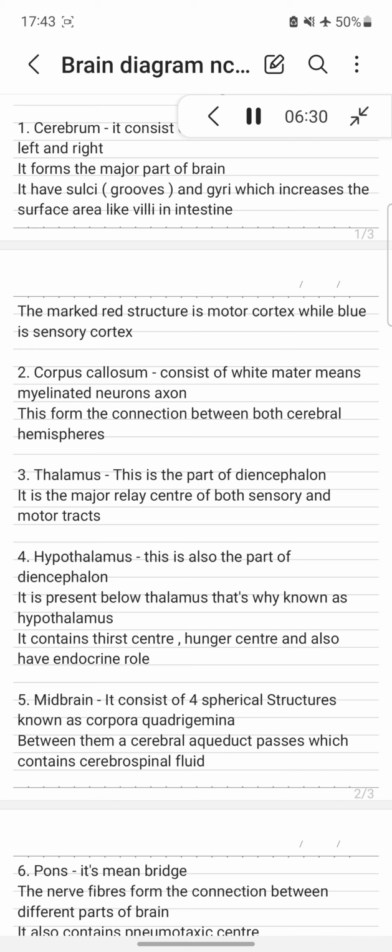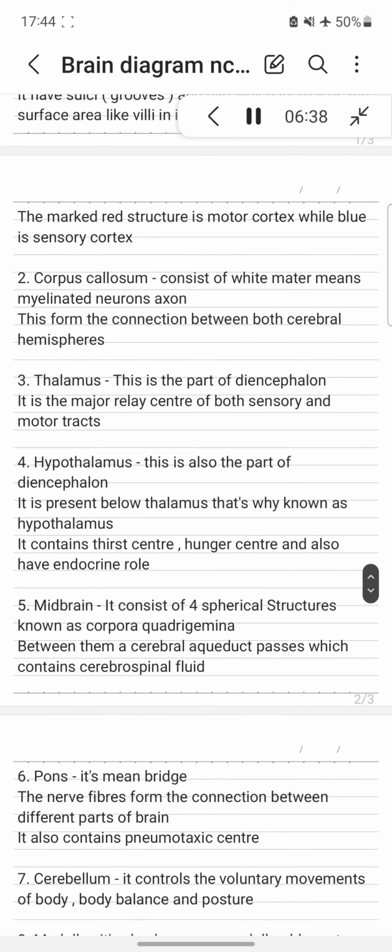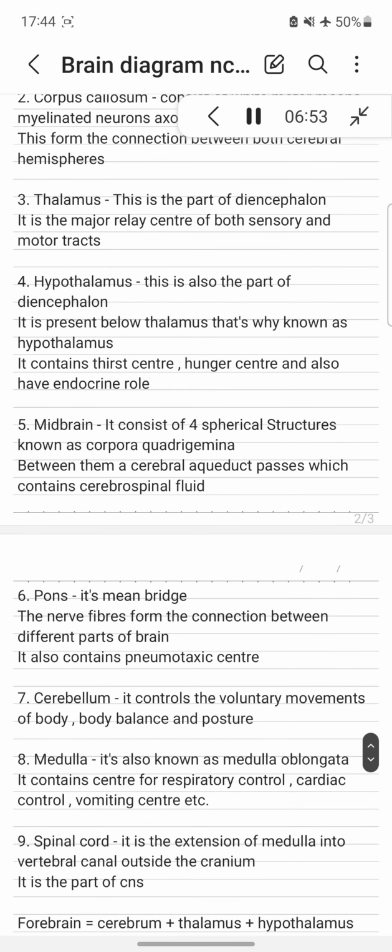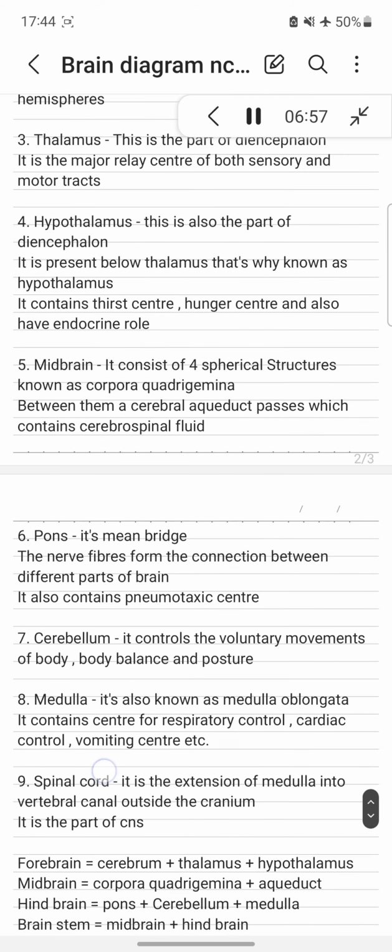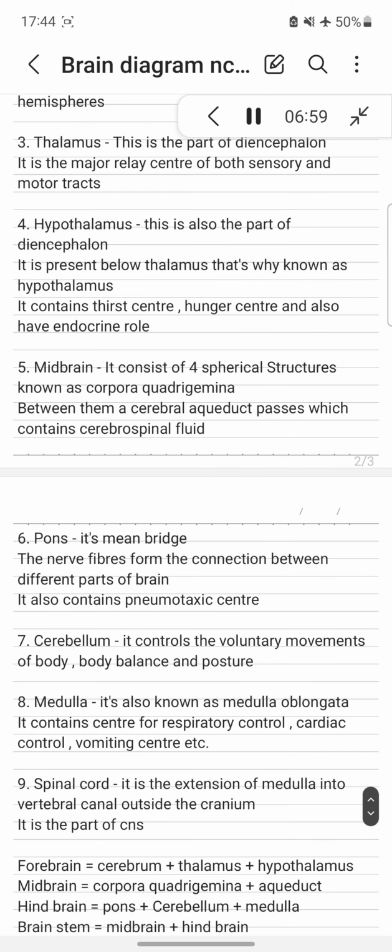Number 3, thalamus. This is part of the diencephalon. It is the major relay center of both sensory and motor tracts. Tracts mean connections. Hypothalamus. This is also part of the diencephalon. It is present below the thalamus, that's why it is known as hypothalamus. It contains the thirst center, hunger center and also has an endocrine role. Midbrain. It consists of four spherical structures known as corpora quadrigemina. Between them, a cerebral aqueduct passes which contains cerebrospinal fluid.